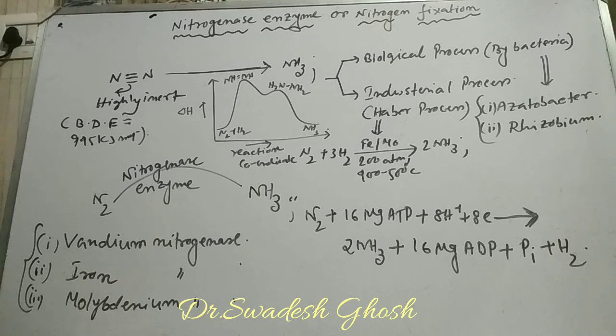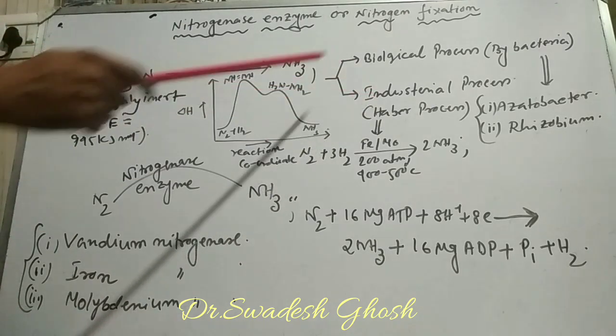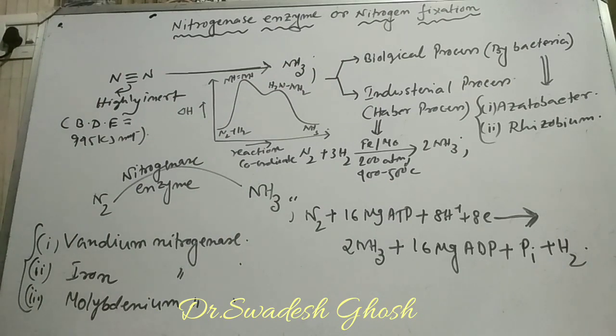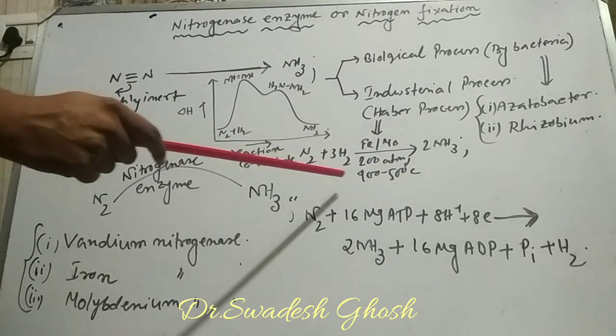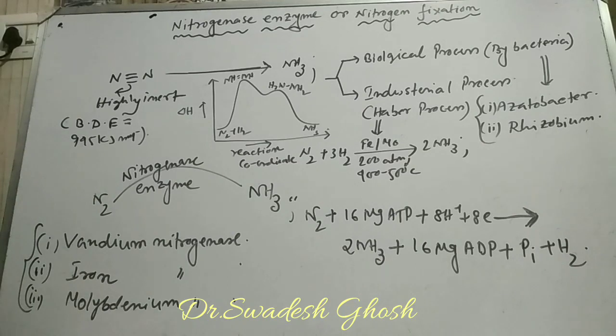Another process is the very common industrial method, known as the Haber process. In this process, nitrogen and hydrogen react at 200 atm pressure and 400 to 500 degrees centigrade. Then it can form ammonia.